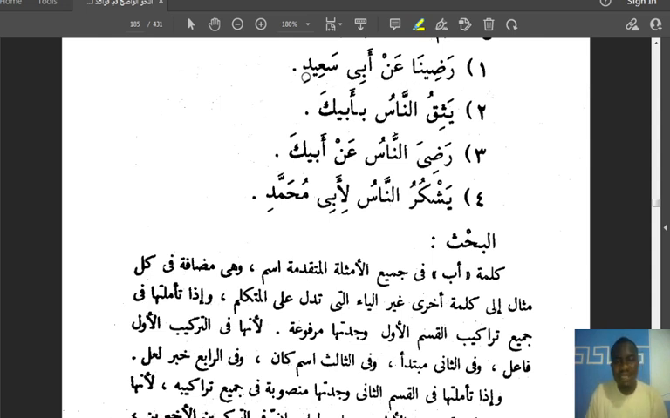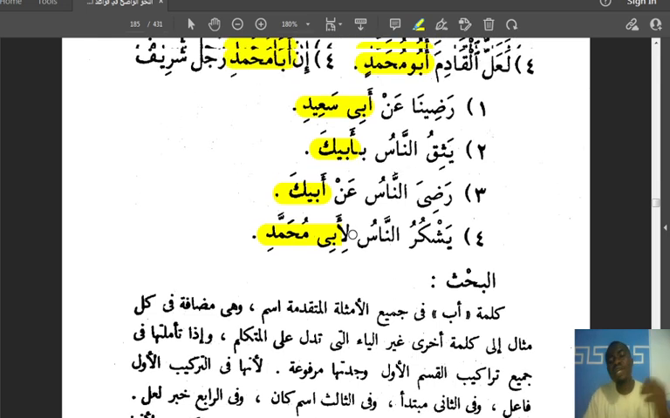Radina an Abi Sa'id. We are pleased with Abi Sa'id, or the father of Sa'id. Yathiku nasu bi abika. People trust your father. Radiya nasu an abika. People are pleased with your father. Yashkuru nasu li Abi Muhammadin. People are grateful to Abi Muhammad, or Muhammad's father.